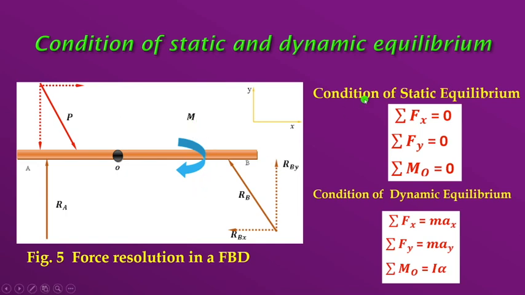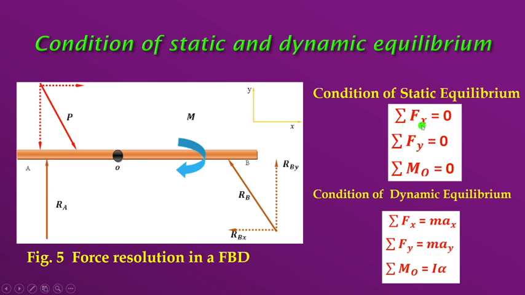In that case, the condition of static equilibrium means, if it is static really, then as per Newton's law, there should not be any net force, because we know if a net force is working on the body, then it will get accelerated. And that's why the condition of static equilibrium is summation of Fx is 0.